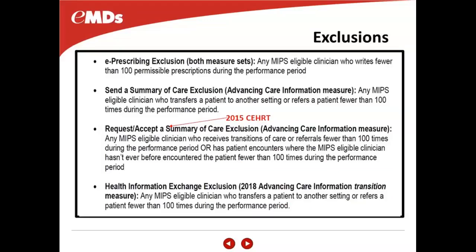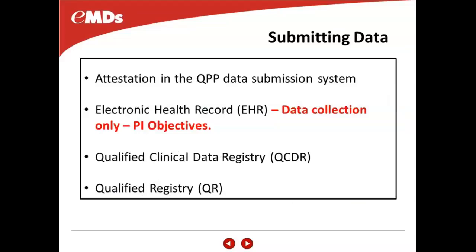The request to accept a summary of care is a 2015 certification, so for this year you don't really have to worry so much about that, but it does fall in line with the health information exchange. Again, if you refer out less than 100 times during the performance period, you can exclude from that. If you don't have information that pulls through, you want to make sure that you can prove why you're excluding from that measure. Submitting data for this year is about the same as what we had last year.